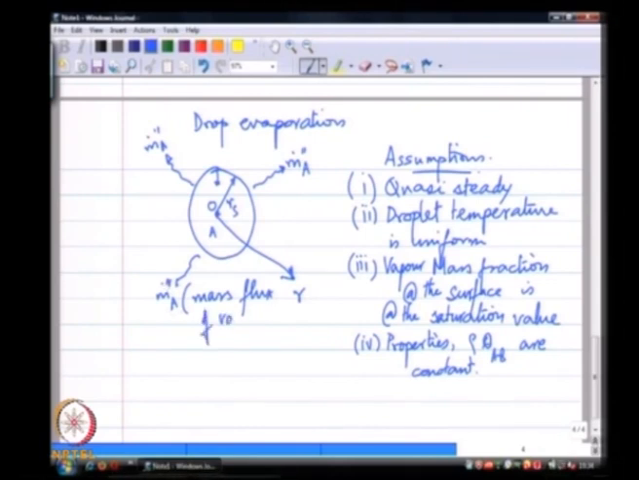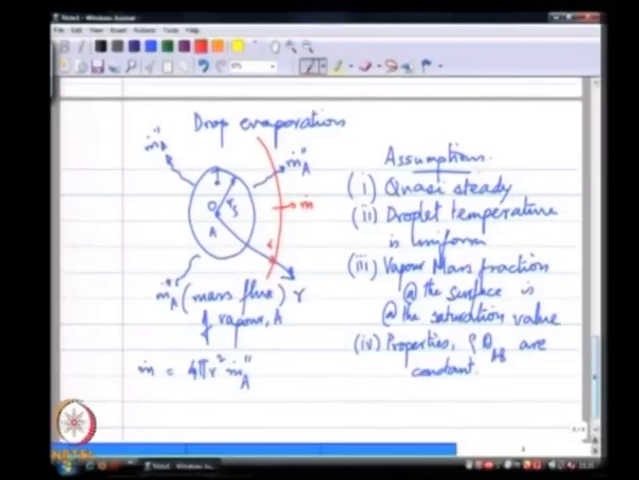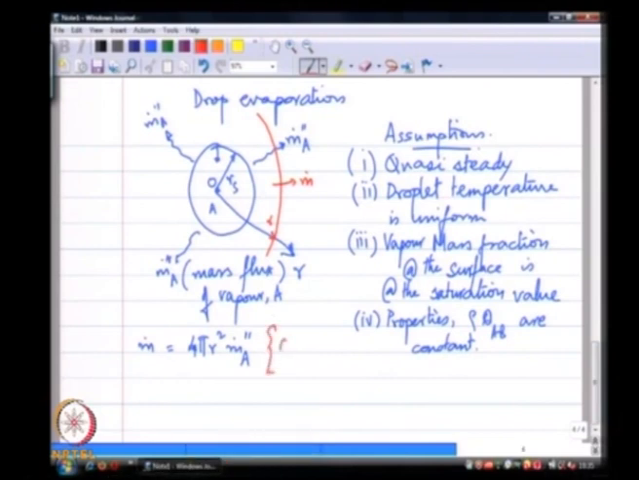So, now if I have a certain mass flux of vapor, m double prime dot A is the mass flux of vapor species A. Given that, if I take any radius r, the actual m dot crossing that sphere of radius r is given by 4 pi r squared, the surface area of that sphere, times my m dot double prime A. So, this m dot double prime and this m dot is constant for all r.